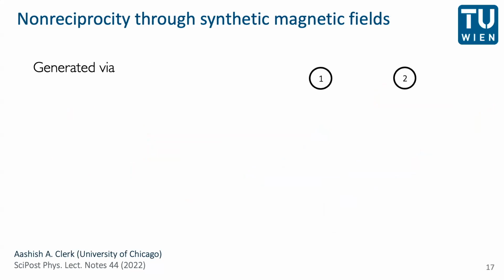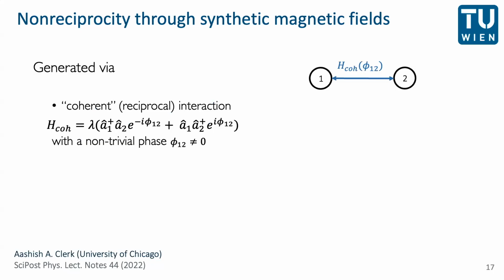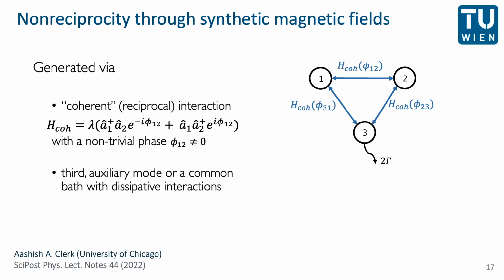If you want to generate non-reciprocal interactions between bosonic modes 1 and 2, you first generate a coherent reciprocal interaction, but where you also engineer a non-trivial phase, phi 1,2, that is not zero. This Hamiltonian is completely Hermitian. It's going to swap the excitations with a certain phase, and this phase changes sign, of course, in opposite directions. Then you bring in a third auxiliary mode or a common bath, and you again produce coherent interactions with this third mode. But this third mode has to dissipate into the environment to be the strongest one.